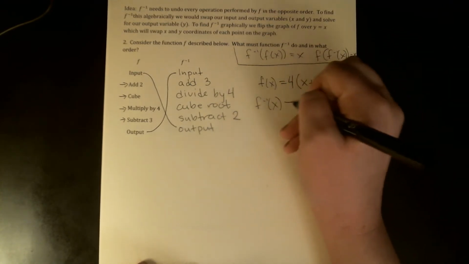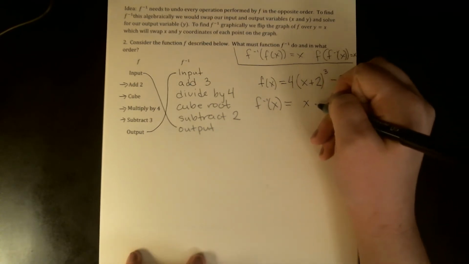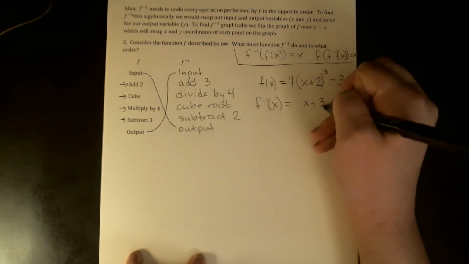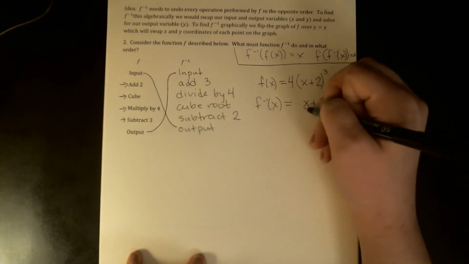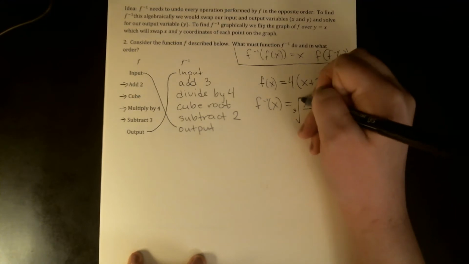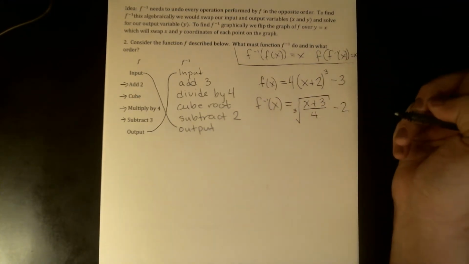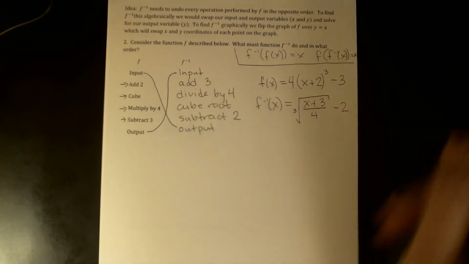Going on that, I've got the steps that f inverse should walk through. So we give it an x. The first thing it will do is add a 3. It will divide all of that by 4. It will then cube root everything I've got so far and subtract 2. So this should be the formula for f inverse.